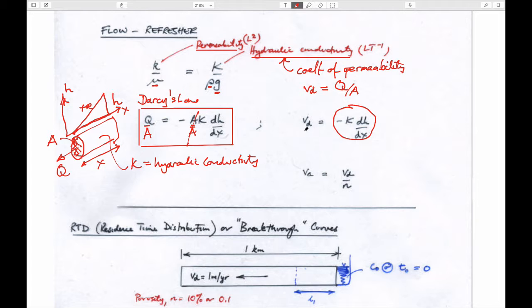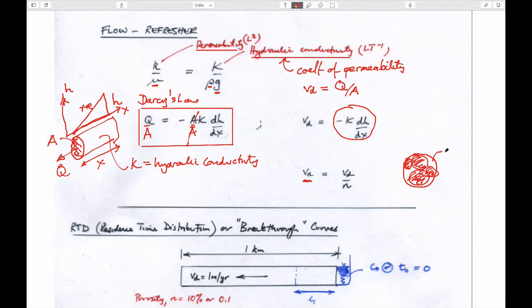So there are two velocities that we can think of. This is the bulk velocity that comes out of it. This is the velocity, if you like, of a particle of water. So in other words, if you look at the cross-sectional area of this tube, and you imagine that in that tube you have a whole bunch of grains that fill up a lot of the space in this tube. Not a very good drawing, I don't think.